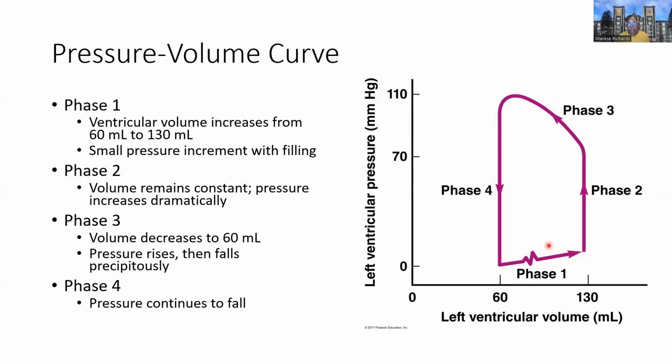So this is how the volume and pressure are relating during those four phases, and this creates what's called a pressure volume loop or pressure volume curve. Now, the way that we use this clinically is to tell us about the efficiency of the ventricle. This is going to be what we use to help us determine if there's any heart failure.